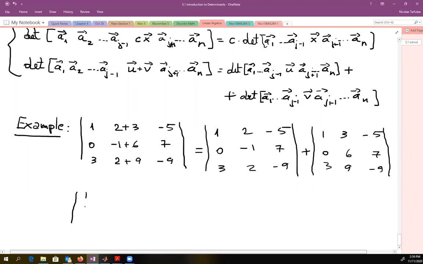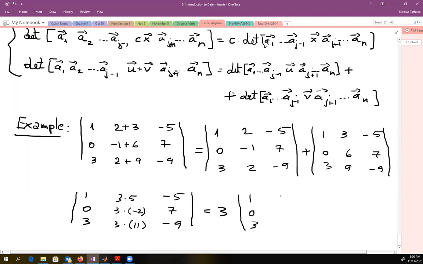Let's say you have 1, 0, 3, I don't know, here 3 times 5, 3 times negative 2, 3 times 11, and here is minus 5, 7, minus 9. This equals 3 times 1, 0, 3, 5, negative 2, 11, negative 5, 7, negative 9. Is this clear? These are important properties of the determinant.